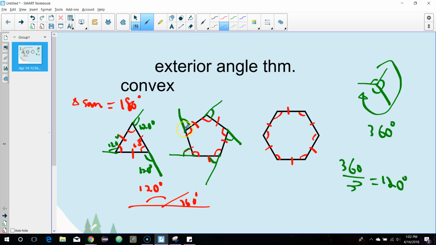This is 1, 2, 3, 4, 5. So each of these angles is going to be, let's use green. Each of these angles, the exterior angle, is going to be 360 divided by 5, right? 72. So each of these is going to be 72. So the interior angle, the one that's in red, is going to be 180 minus 72, which is 108. Alright, so each interior angle is 108, and so the sum is going to be 108 times 5.